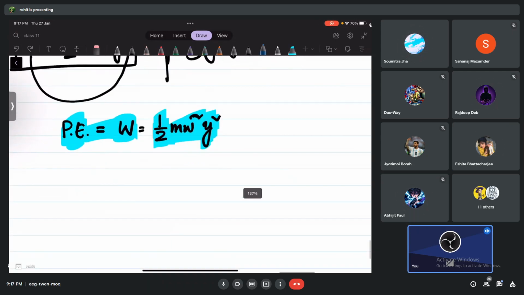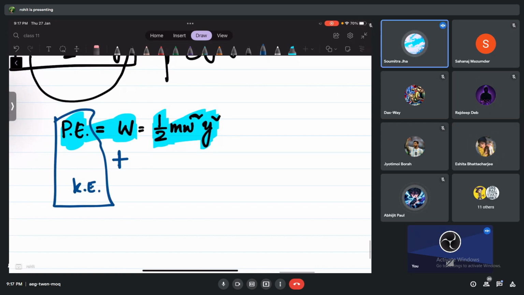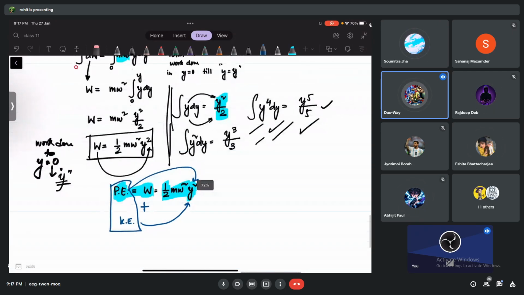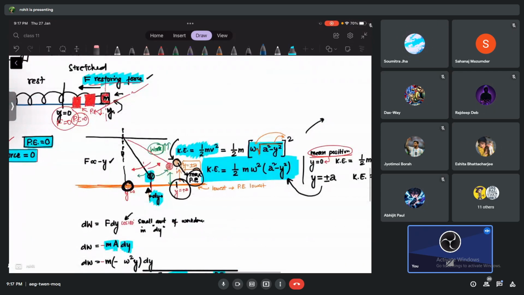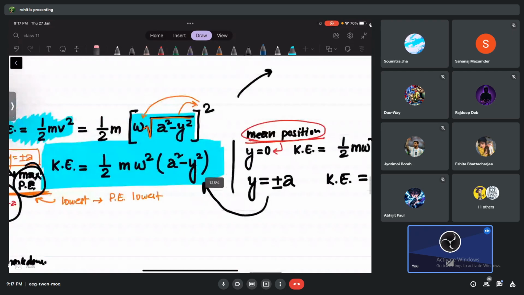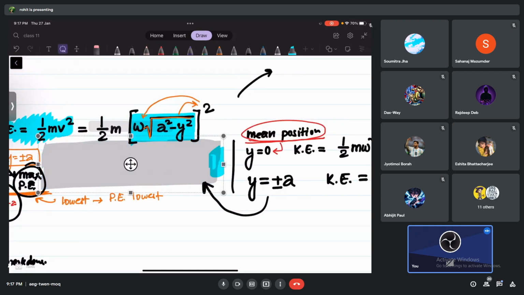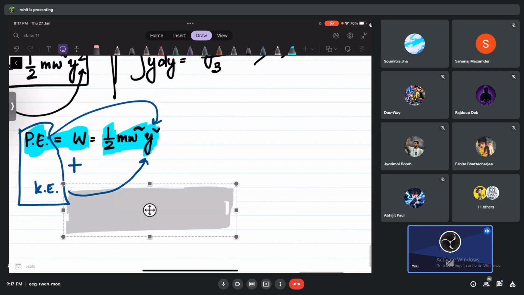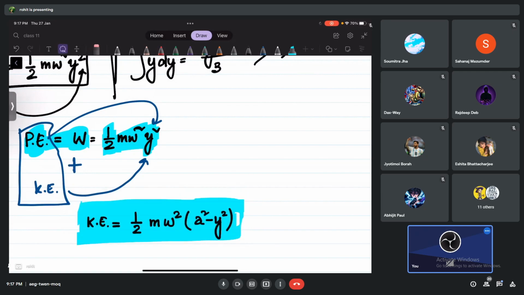Now we are ready. We'll add with which energy? Kinetic energy. At any position, or again the same position? At the same position. And then we are going to get what, guys? Okay, let me go back. Where is the kinetic energy? Here it is, the kinetic energy. I'm going to copy and paste it there. Let me do that quite fast.